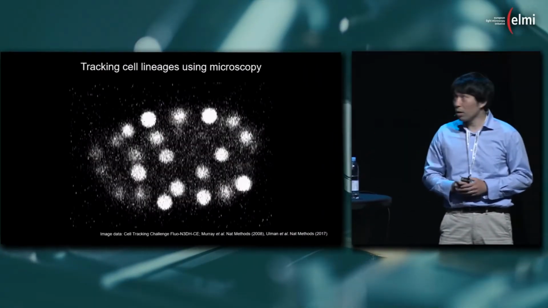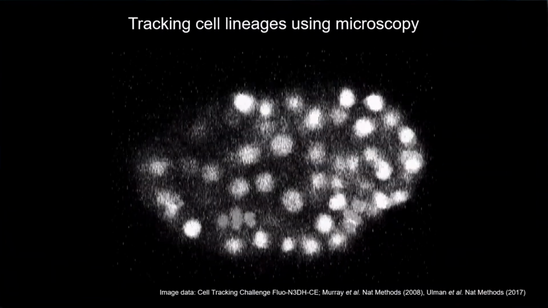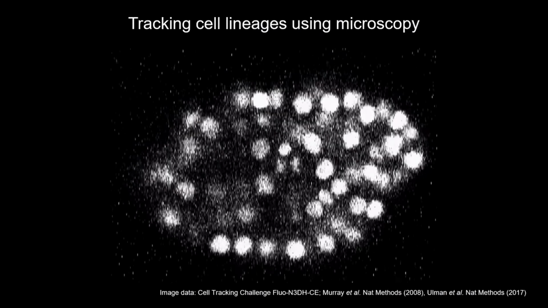So cell tracking is a widely used technique in various fields of biology. For example, in developmental biology, tracking cell lineage using microscope is a powerful approach to investigate the developmental process at a single cell resolution. Please play the video. So here, I'm showing the C. elegans developing embryo dataset from the cell tracking challenge. As you can see, in the beginning, it is easy to follow the individual cells, but rapidly it becomes difficult to track.